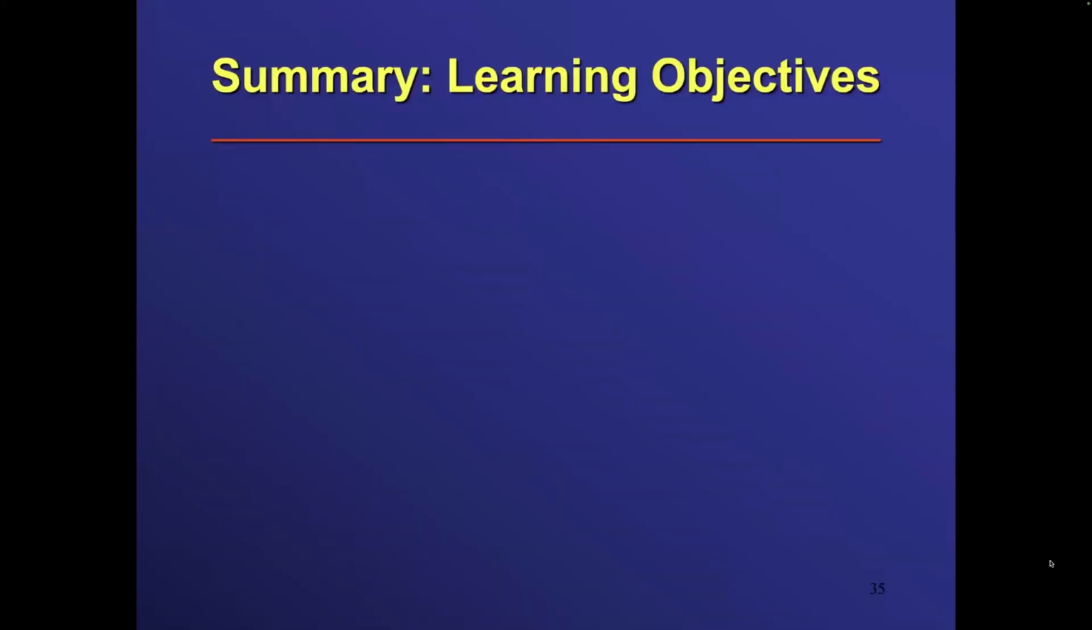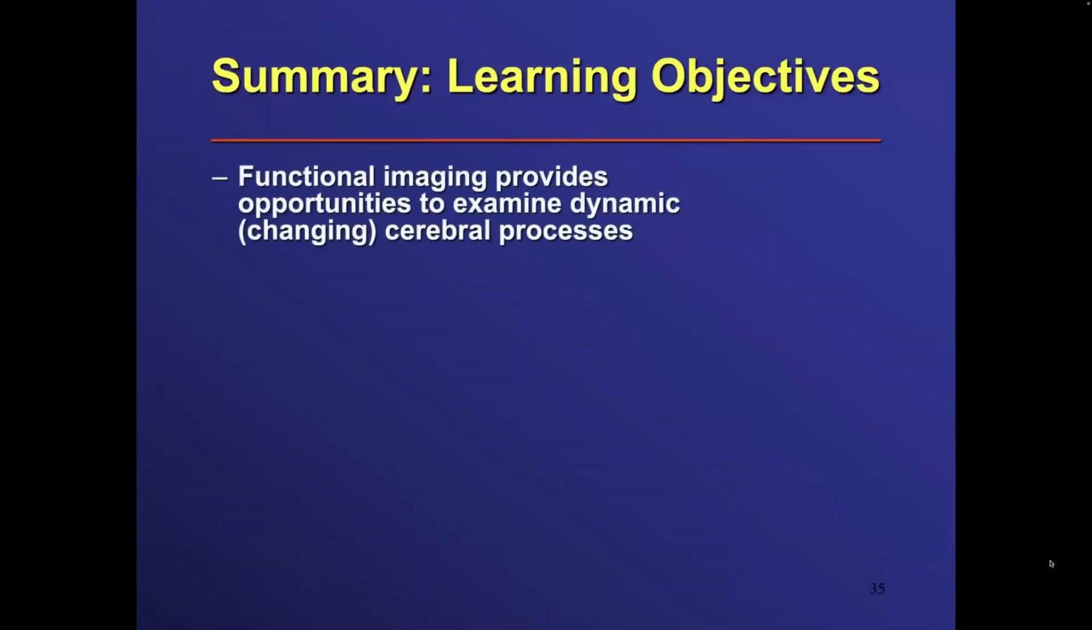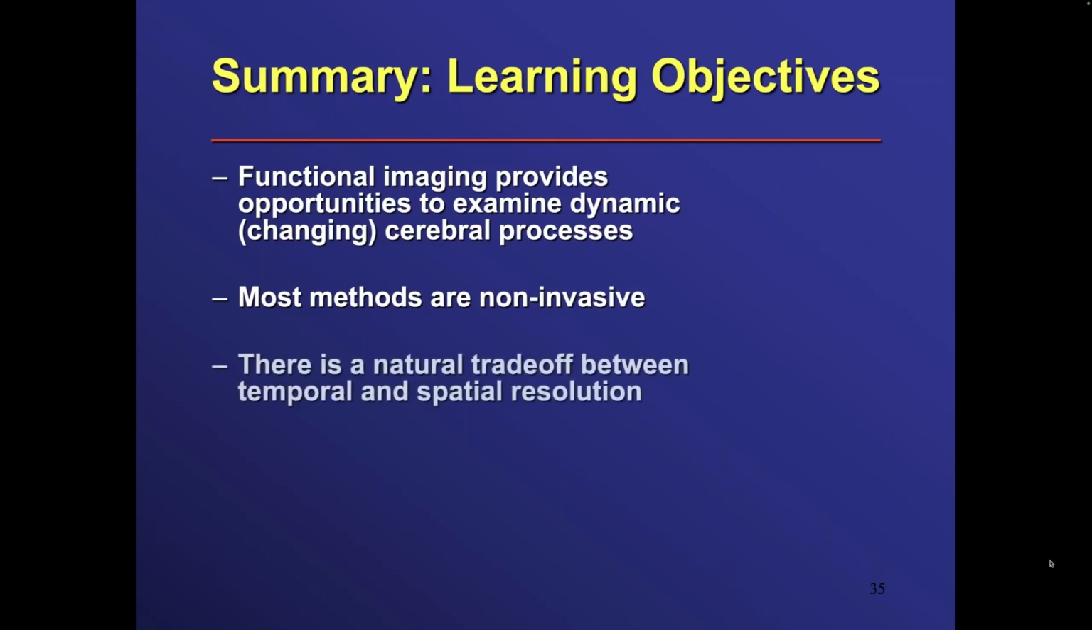So some learning objectives from this module. Functional imaging provides opportunities to examine dynamic or changing cerebral processes. Most methods are non-invasive. PET does require injection, but NIRS does not, EEG does not, MEG does not, and fMRI does not. Those are all completely non-invasive.